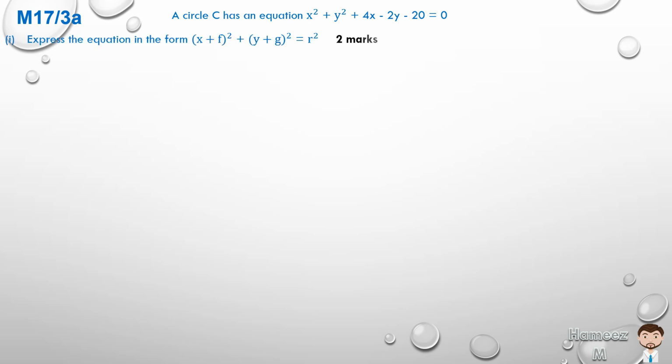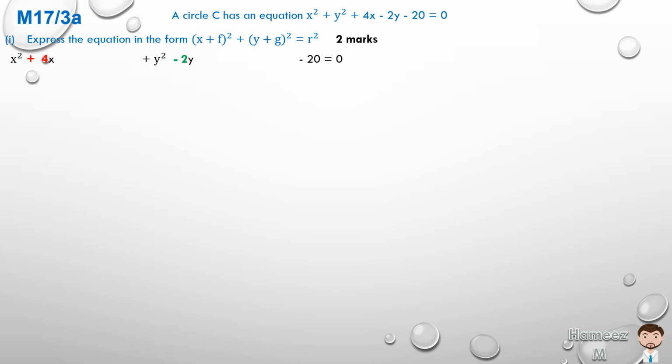May 2017, number 3A. A circle C has an equation x squared plus y squared plus 4x minus 2y minus 20 equal to 0. Part 1. Express the equation in the form x plus f squared plus y plus g squared equal to r squared. So let's rewrite the equation, putting the x's together and the y's together. So that will give us x squared plus 4x plus y squared minus 2y minus 20 is equal to 0.